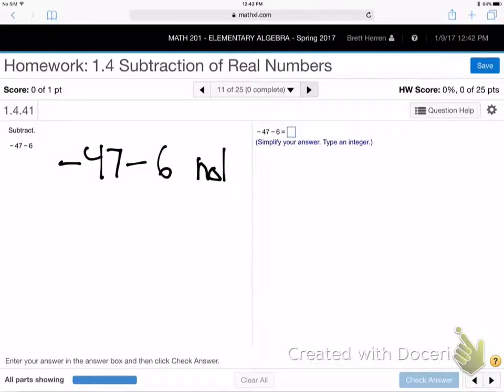Not two negatives. Whoops. Things a little slow in following my writing. Not two negatives next to each other. Come on. Makes me write so slow.